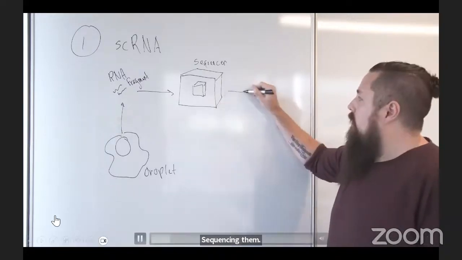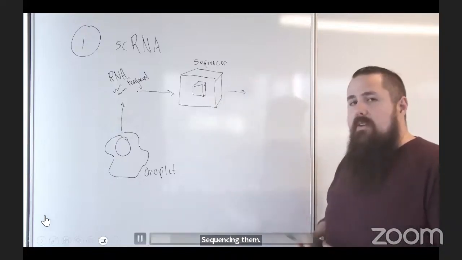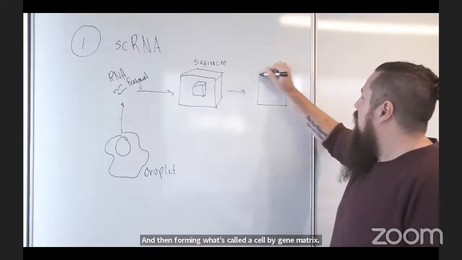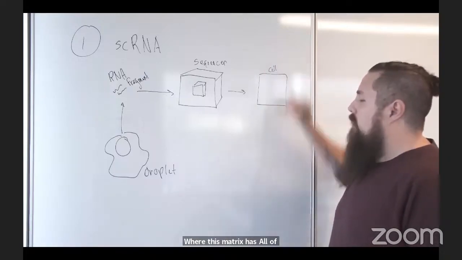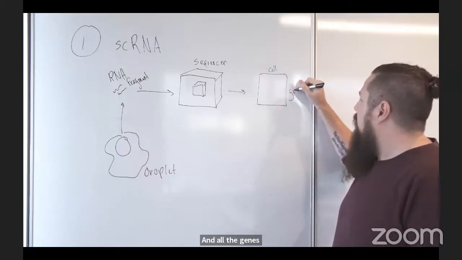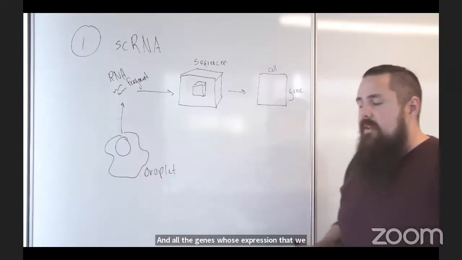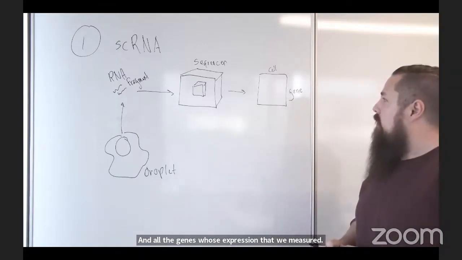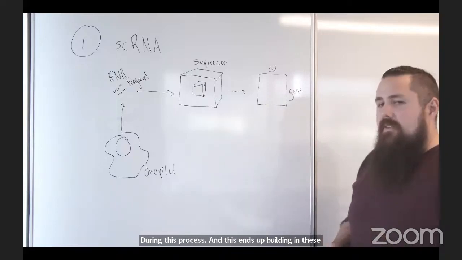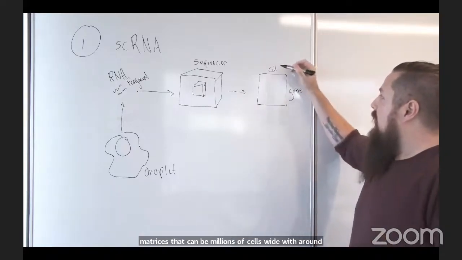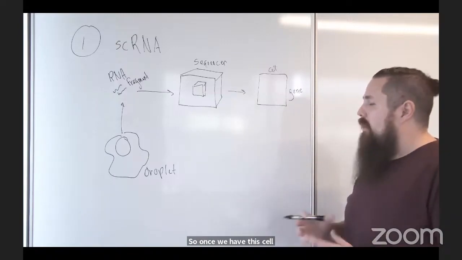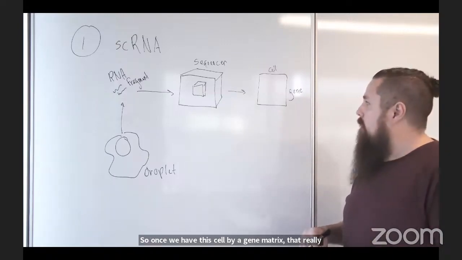and then forming what's called a cell by gene matrix, where this matrix has all the cells that we pass through the sequencer and all the genes whose expression that we measured during this process. And this ends up building these matrices that can be millions of cells wide with around 30,000 genes. So once we have this cell by gene matrix, that really is the building block for the taxonomy.